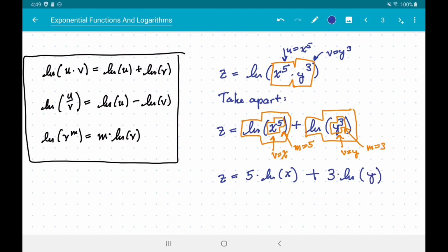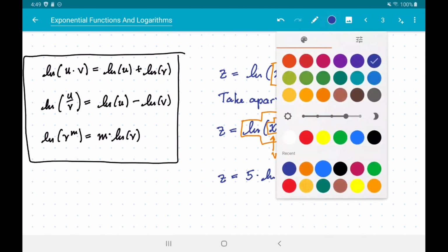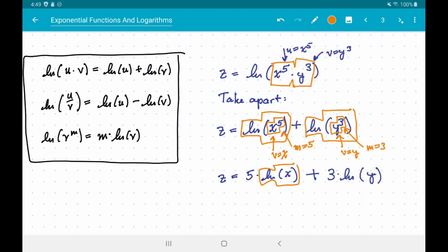At this point, we have ln applied to plain old x and ln applied to plain old y. There's no more structure. So that's as far apart as this formula will go. So we started with ln of x to the fifth times y to the third. We converted this multiplication into addition of logarithms, and then we converted exponents into multiplication of logarithm by a number.